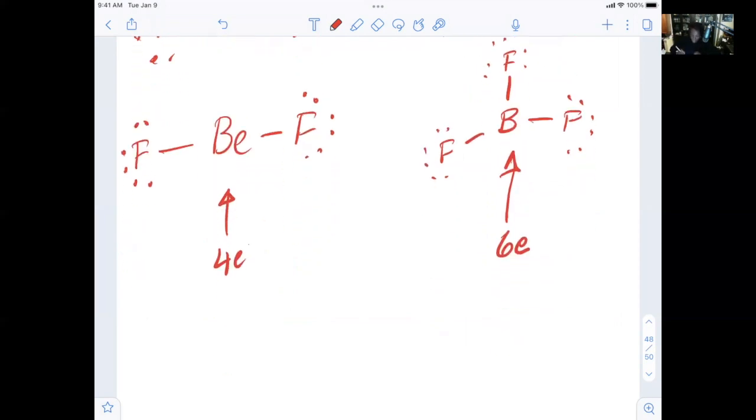And what's happening here is this is definitely less than octet. And when you find these elements in a compound, they don't form multiple bonds to get to octet. They just stay the way they are. How are they okay the way they are?